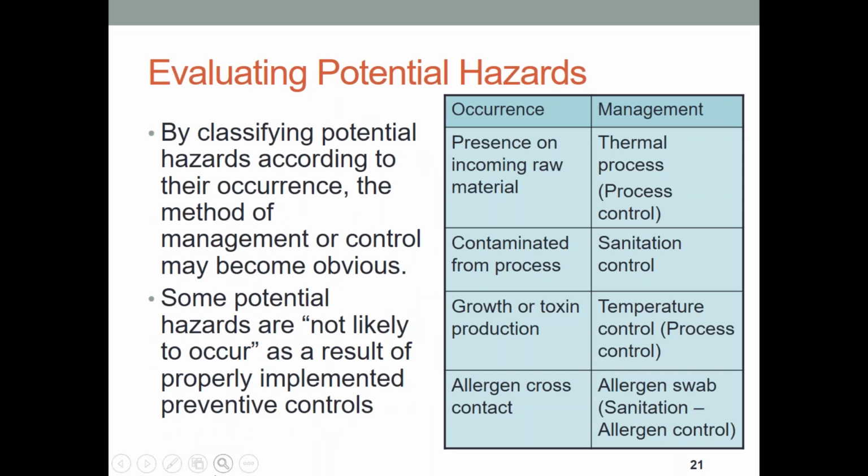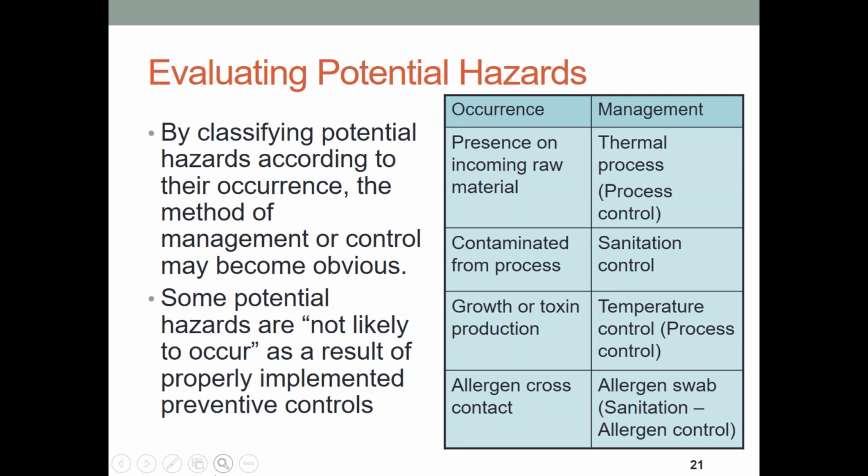So, evaluate the potential hazards by classifying them according to their occurrence, and then the method of management or control might become obvious. Take a look here. We have the occurrence of a potential hazard as the presence on an incoming raw material. Well, what do we have to do there? Usually we can't get rid of those kinds of hazards. If they're microbiological, for instance, we usually have to have a thermal process. So we have to have a process control in place when we control the hazard.